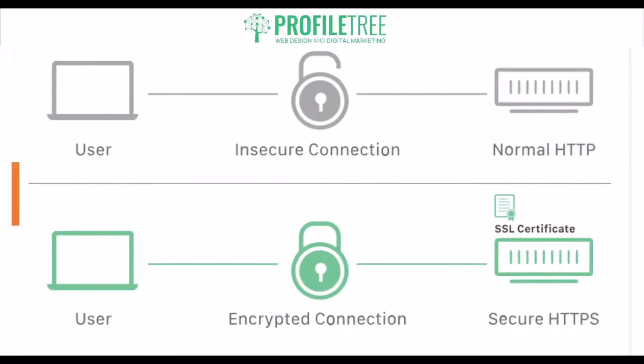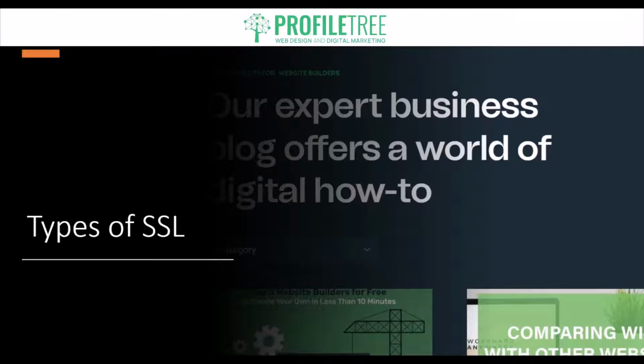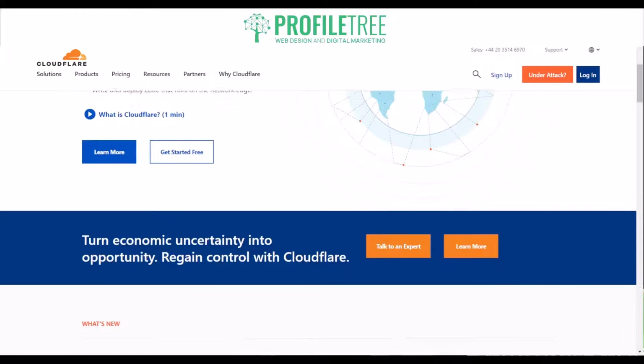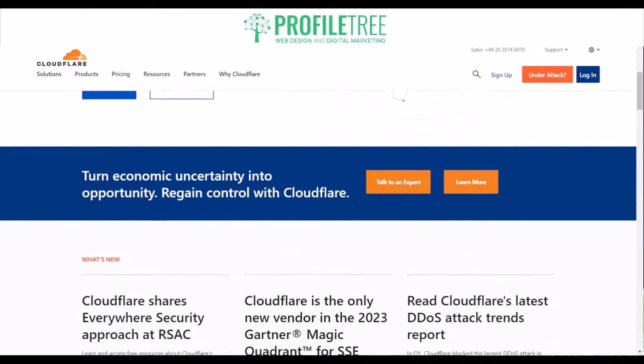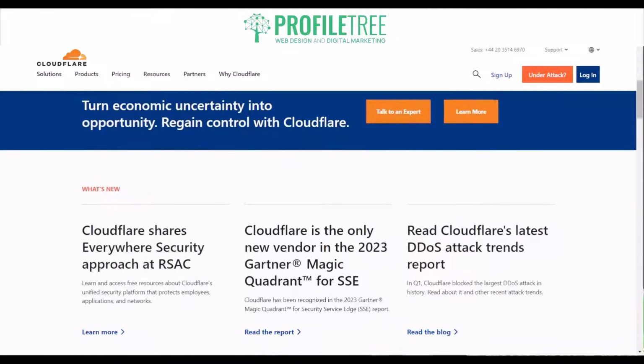Now, if you are joining an encrypted connection, it will have an SSL certificate, and the way to see the difference between the two is that it'll be HTTPS instead of HTTP. Now, there are actually different types of SSL certificates out there. There are several different types of SSL certificates as mentioned.